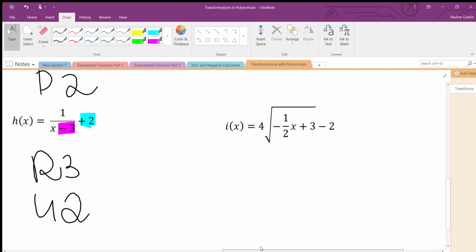Okie dokie. Last one. Whoa. Okay, so this -2, I'm just going to space that out a little bit. It's on the outside of the root. Now, there's a bunch of stuff in there. I need to factor out that -1/2. You can't really factor out the -1/2 out of 3, so it might look a little funky.